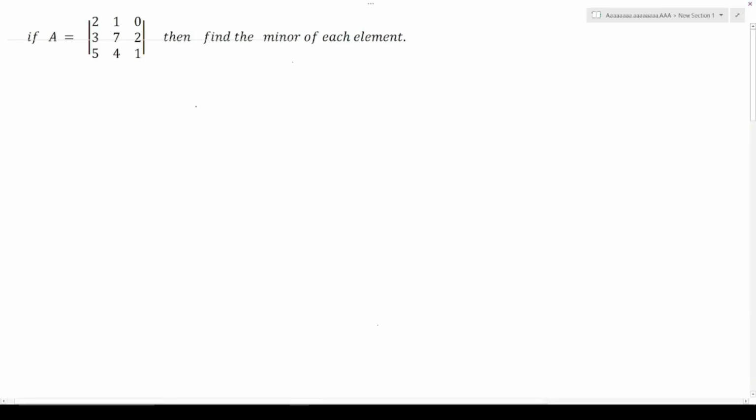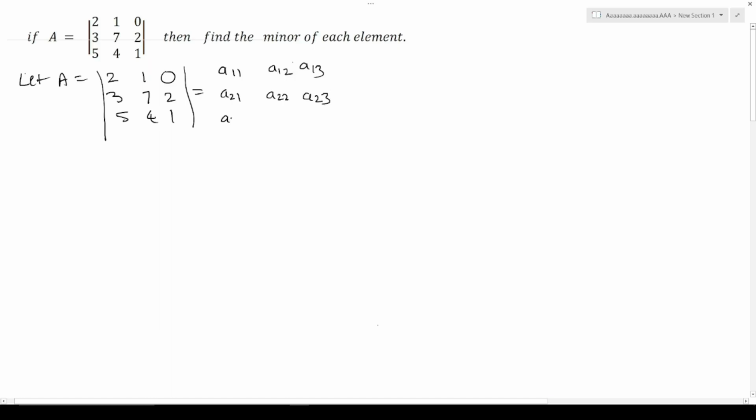If A equals the determinant with rows 2 1 0, 3 7 2, 5 4 1, find the minor of each element. Okay, let A equal this determinant: 2 1 0, 3 7 2, 5 4 1. Now comparing it with A11, A12, A13, A21, A22, A23, A31, A32 and A33.